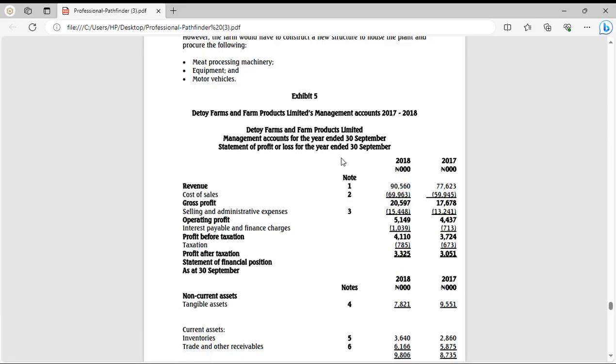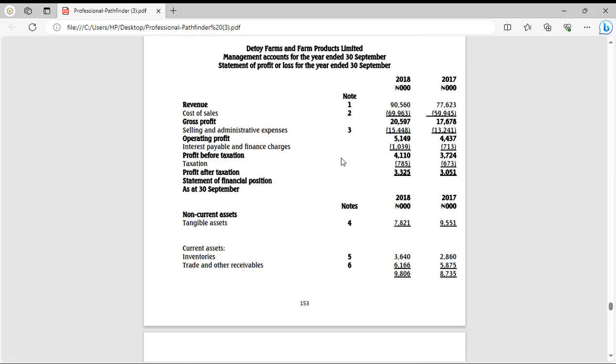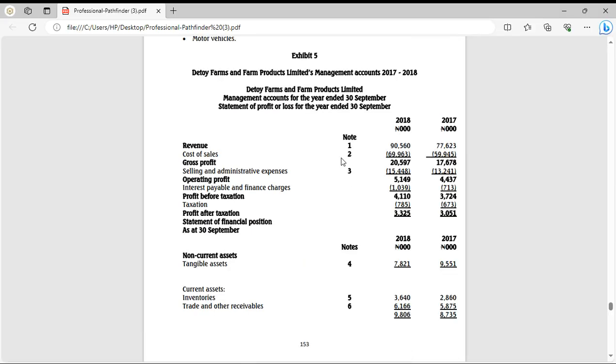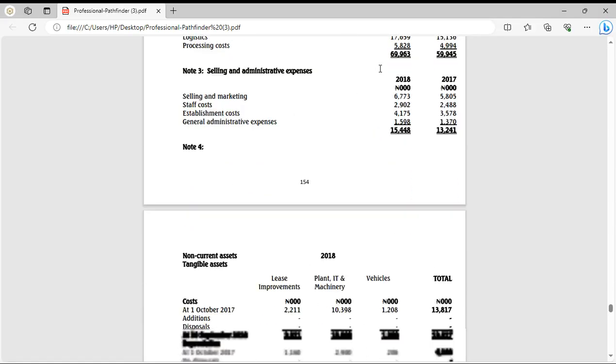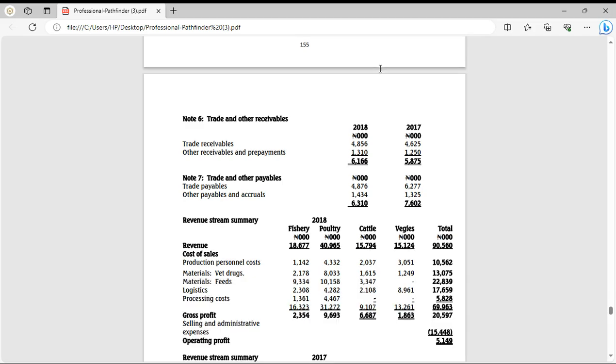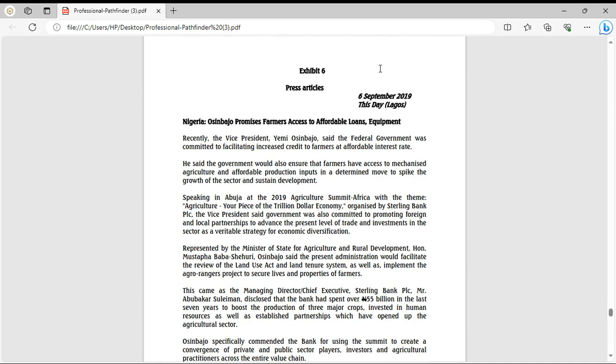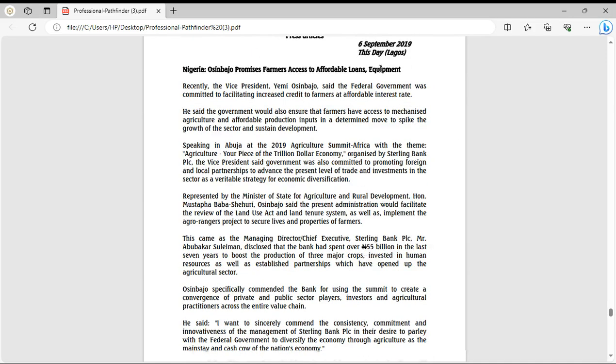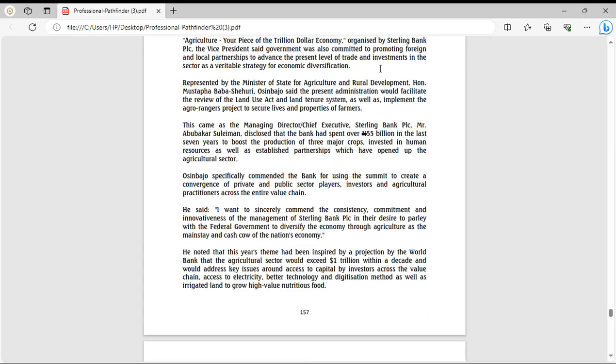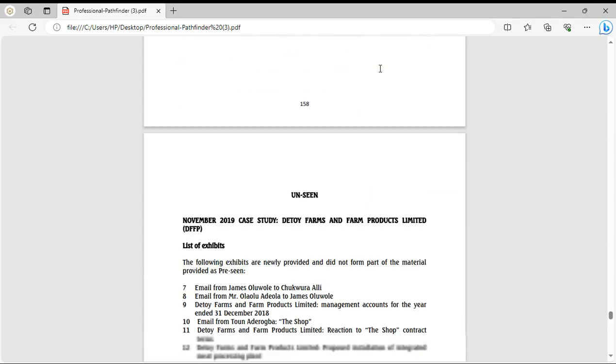So they gave us management accounts. That information will help us in our interpretation, help us in our decision making, right? So we're given management accounts from 2017 to 2018. We're given all the information. The notes to the accounts were also given. Then we're given exhibits from press release, all this information. We're also given that. Then that was all about the unseen.